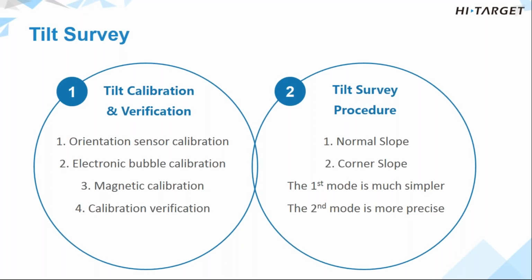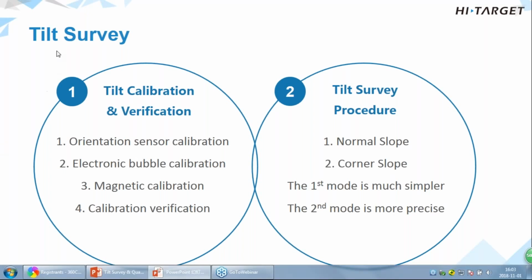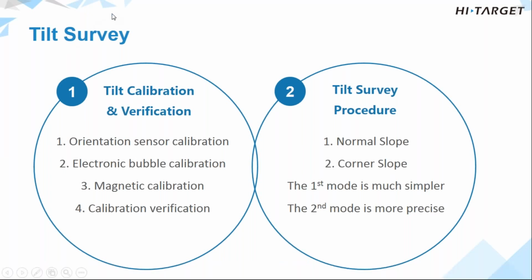After the calibration, you can do the health survey procedure. It can be divided into 2 modes. The first one is the normal slope, and the second one is the corner slope. The normal slope is much simpler, while the corner slope mode is more precise.